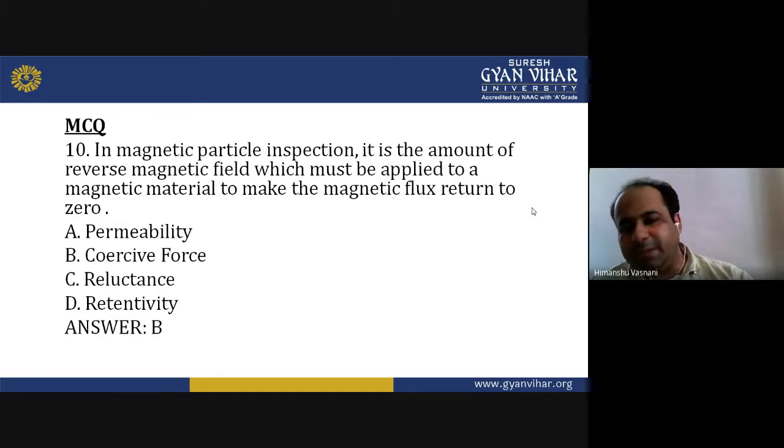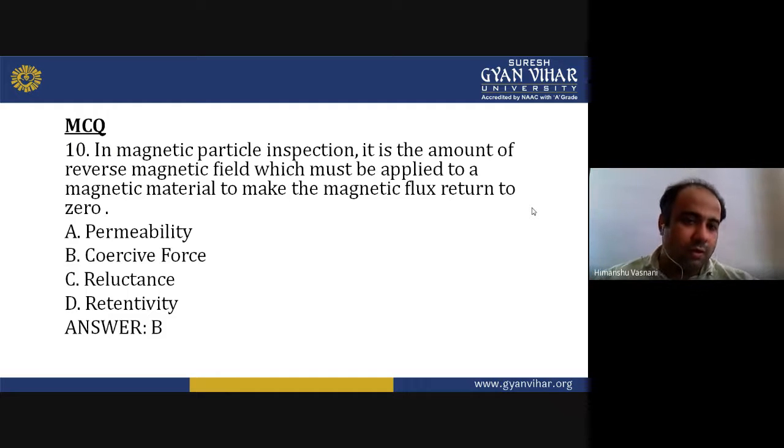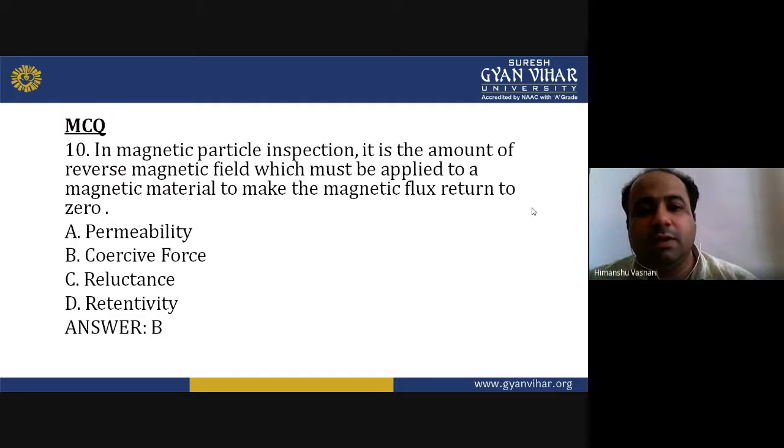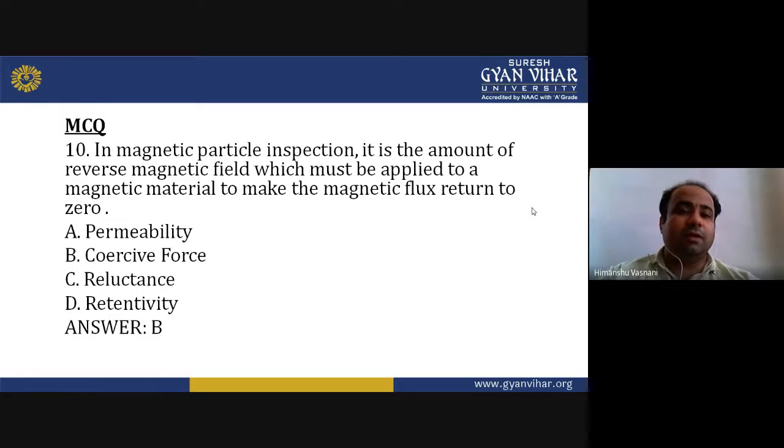Now, in magnetic particle inspection, it is the amount of reverse magnetic field which must be applied to a magnetic material to make the magnetic flux return to zero. So what do you call this? We call this coercive force. You are applying a reverse magnetic field to make the magnetic flux return to zero. So answer B is the answer.